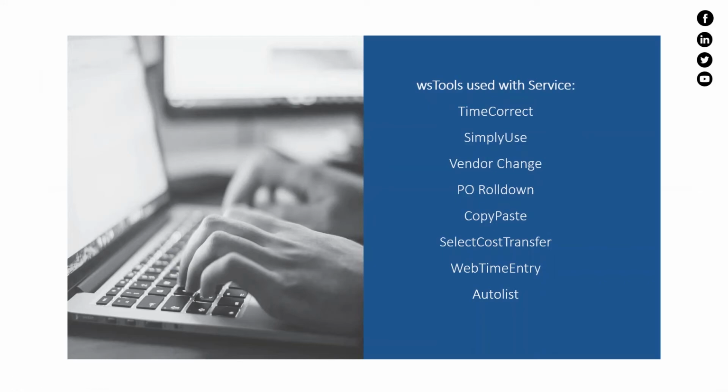These are the first tools that we'll walk through: Time Correct, Simply Use, Vendor Change, PO Rolldown, Copy Paste, Select Cost Transfer, Web Time Entry, and Auto List.